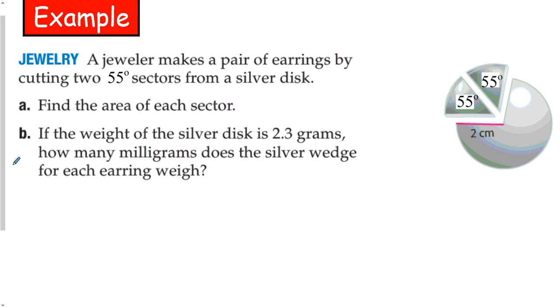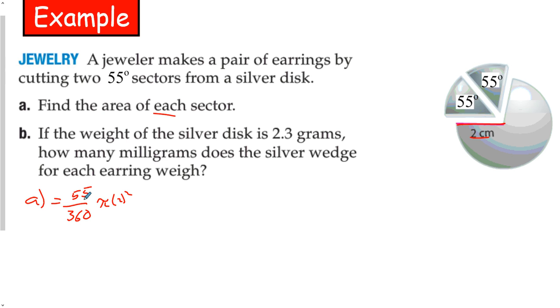A jeweler makes a pair of earrings by cutting 2 55-degree sectors from one silver disc. Find the area of each sector. Let's start with that. So that's going to be 55 out of 360. We're just doing each sector, right? So I just want one of them. 55 over 360 times pi times the radius, which is 2 squared, right? This radius right here is our 2 centimeters.